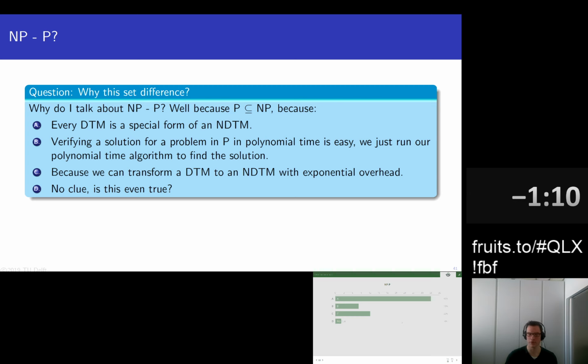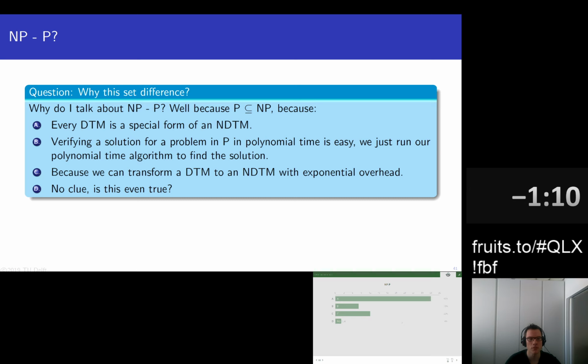All right, so let's start with answer A. Every DTM is a special form of an NDTM. Well, that's true, right? Every deterministic Turing machine is just a non-deterministic Turing machine as well. Which means that if we say every problem that can be solved using a deterministic Turing machine in polynomial time, every problem that can be solved using a non-deterministic Turing machine in polynomial time, yeah, that includes all of these problems as well, because every deterministic machine is also a non-deterministic Turing machine. So answer A is indeed a correct justification of the claim that P is a subset of NP.